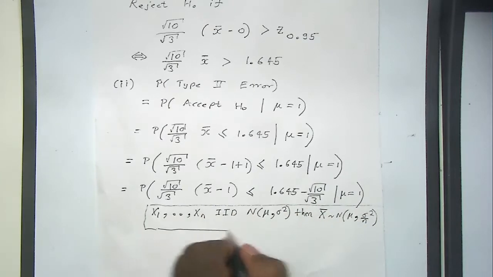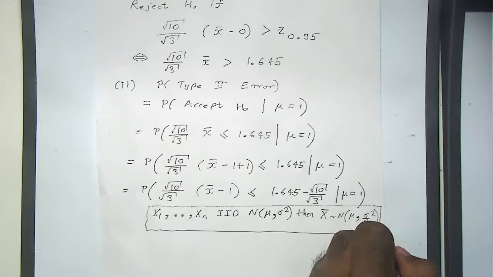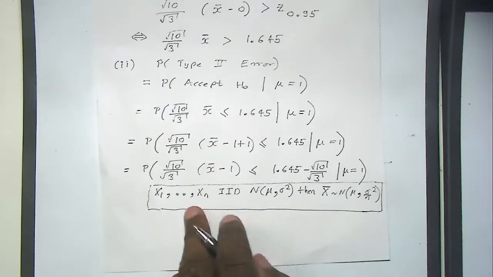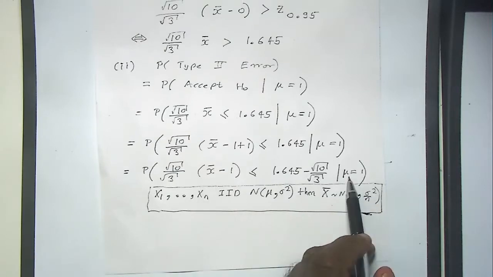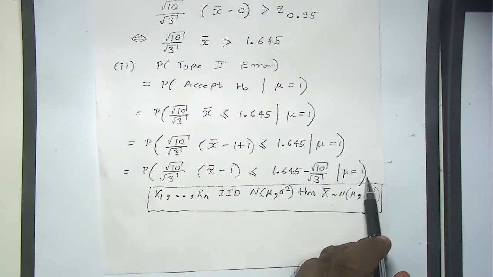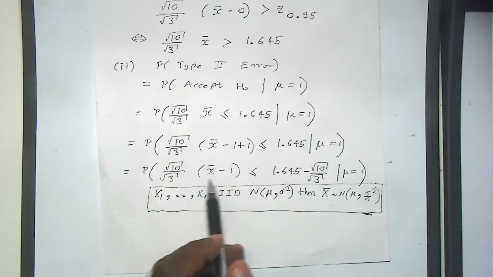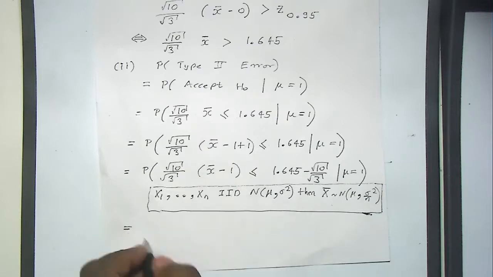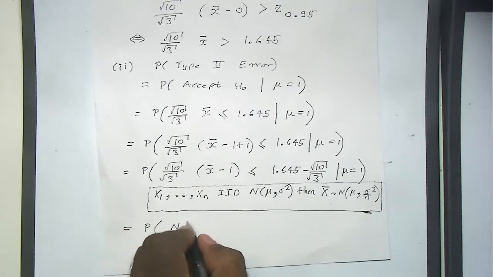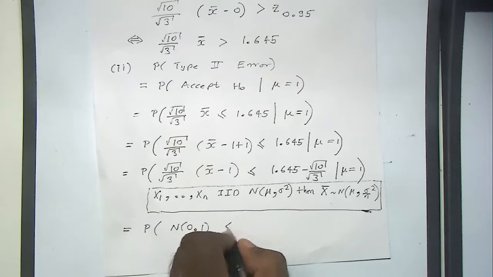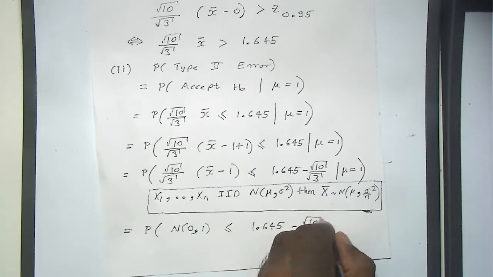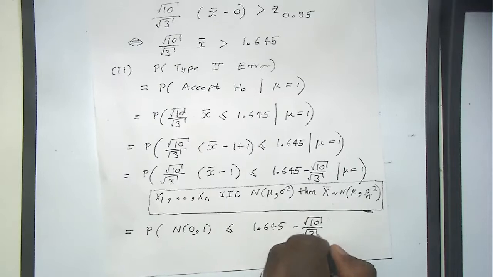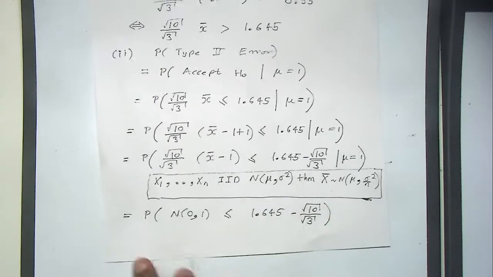This is one of the properties you need to remember for the exam, I think. Right? Do you remember this property that if you have an IID random sample from a normal, then x bar has this. So now, because the true population mean now is equal to 1, right? X bar became, because of this fact here, right? What you have here is the standard normal variable less than or equal to 1.645.